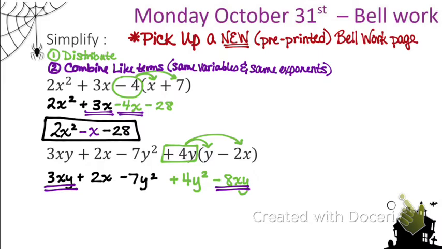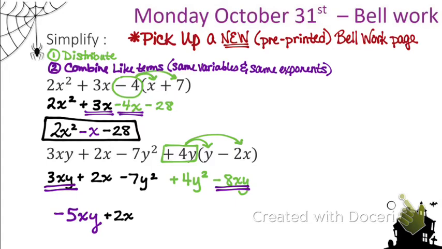I have 3xy's, and I'm going to take away 8xy's. So how many xy's do I have? Negative 5xy. Bring down the 2x. Why am I bringing down that 2x? It has no like term. There's nothing else up here that just has an x to the first power.